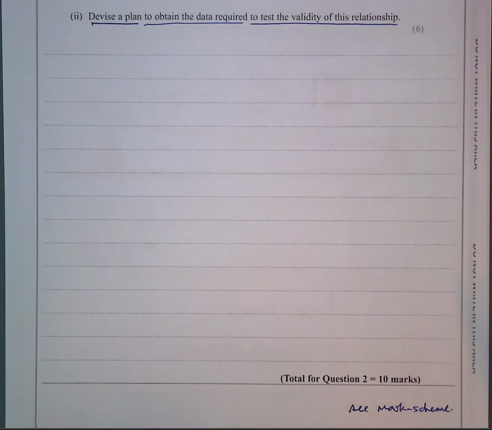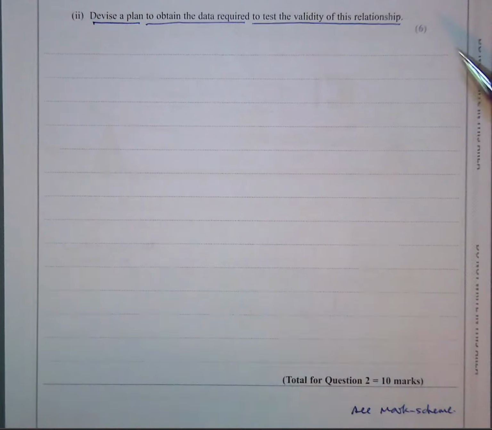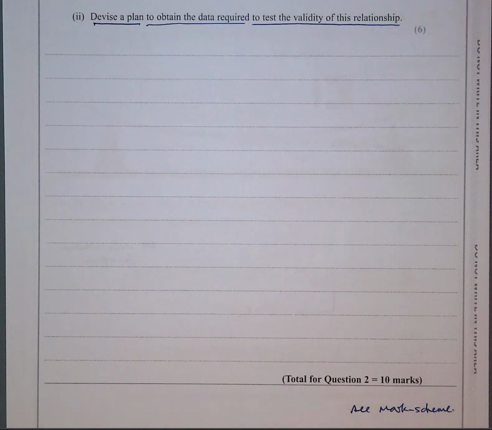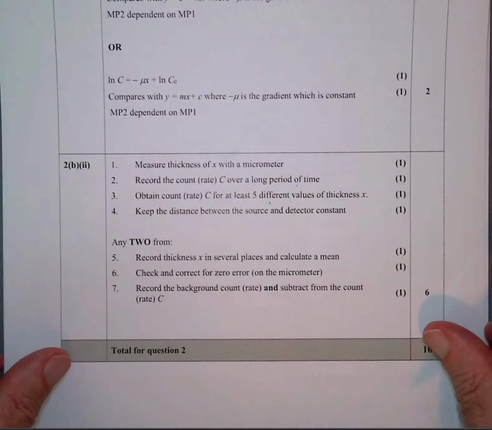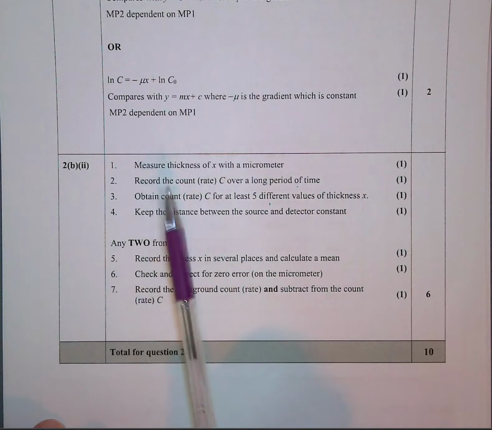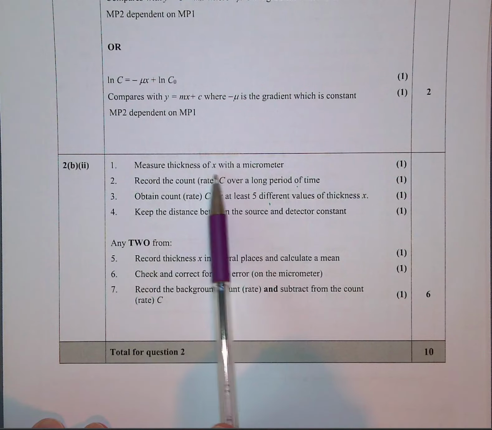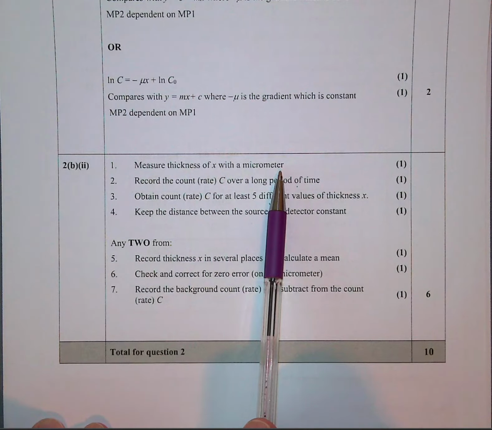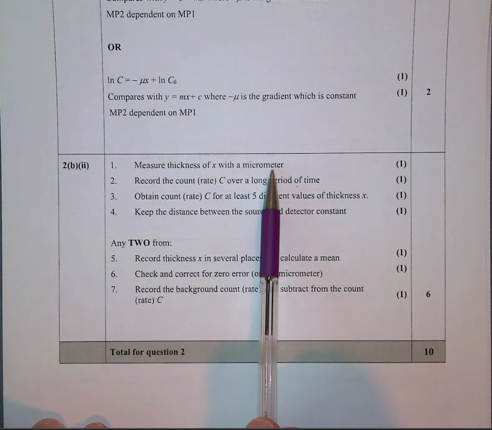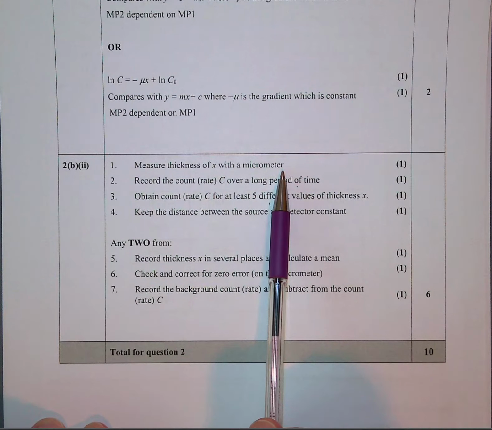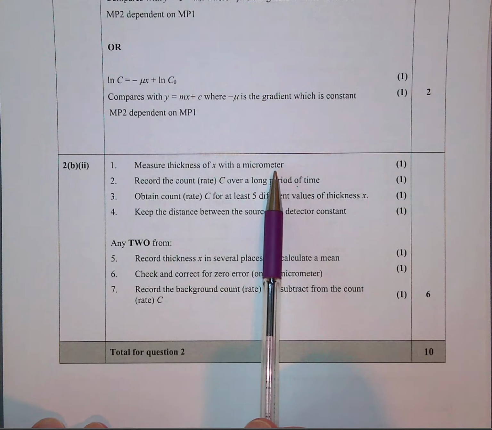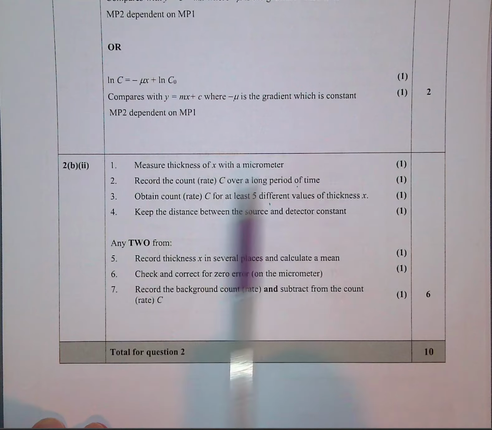Then it says you have to devise a plan. So again, if English is not your first language, this is a 6-mark question. You need to write out a whole plan, and I put the mark scheme up. So here is the plan. It says measure the thickness x with a micrometer to be accurate. A micrometer can measure with a resolution of plus or minus 0.01 millimeters. So you want the thickness accurately, so you get a good graph.